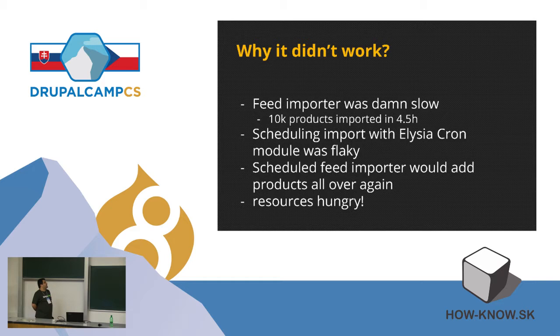We were trying to work out Elysia Cron to do some scheduling. It didn't work well. It was working, then it wasn't working, then it would work again. The same products would be added all over again for some reason. It wasn't stable enough for us, it was too fragile, and also it was resource hungry. It was such a simple task, and we had to give Drupal like 2 gigabytes of RAM to do it. Seriously?